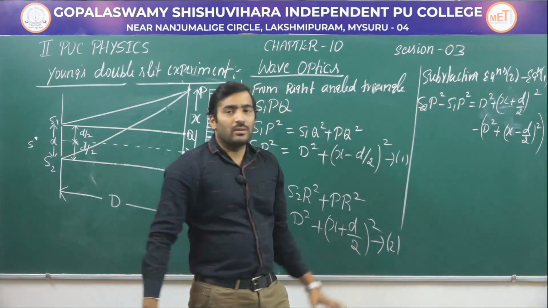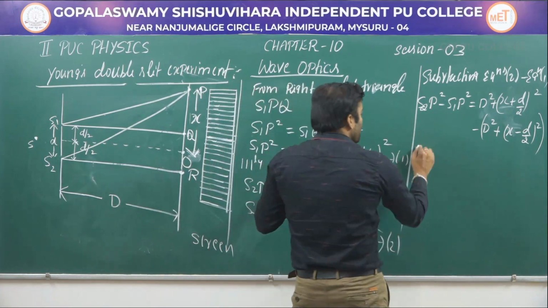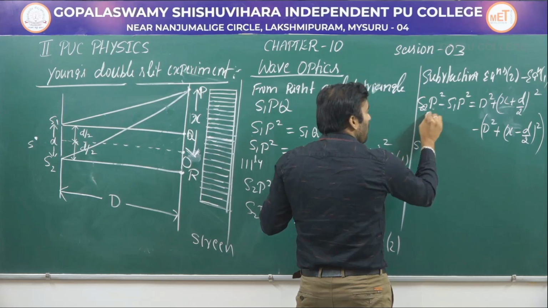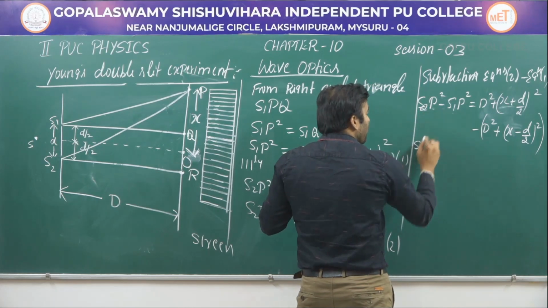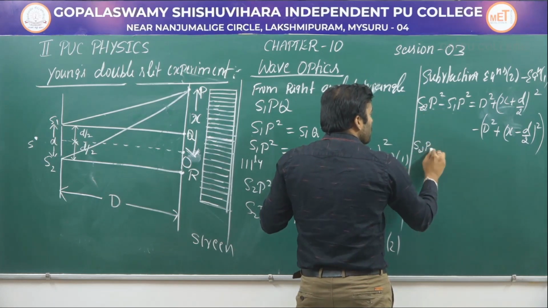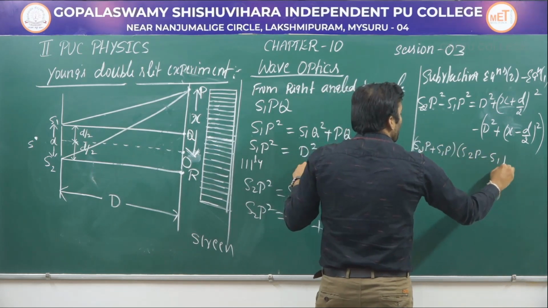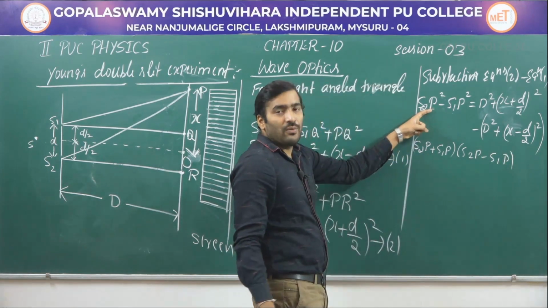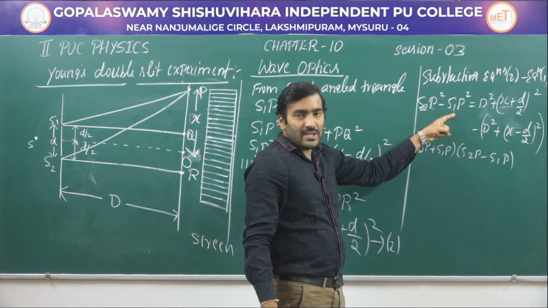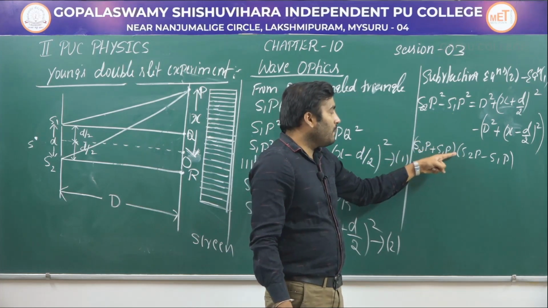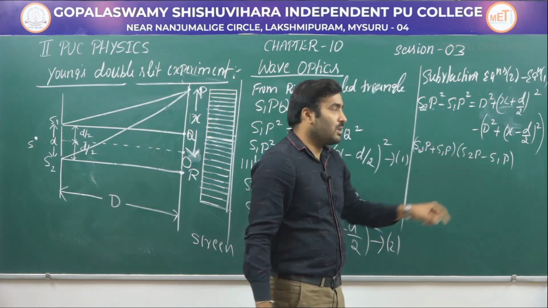So we get that equation. Now let us do this again. S2P square minus S1P square. This is in the form of a square minus b square. Therefore this can be written as S2P plus S1P into S2P minus S1P. Correct? The LHS of this equation becomes, this is in the form of a square minus b square. Therefore this will be S2P plus S1P into S2P minus S1P.